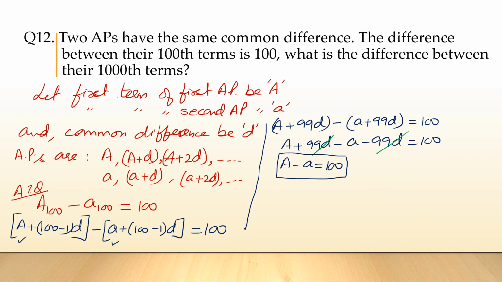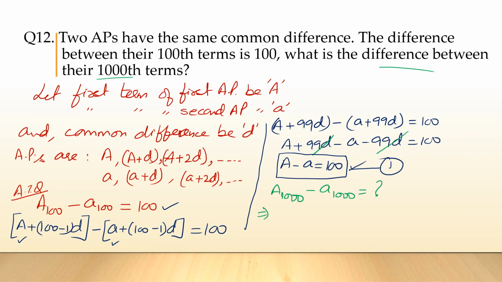अब आपने देखा अगर 100th टर्म का डिफरेंस भी 100 था, फर्स्ट टर्म का डिफरेंस भी 100 ही है. So I am just giving it name 1. Now what do we have to find out? We have to find out the difference between their 1000th term. So that is, we have to find out A1000 minus a1000, right?